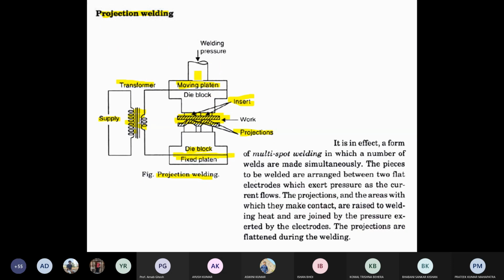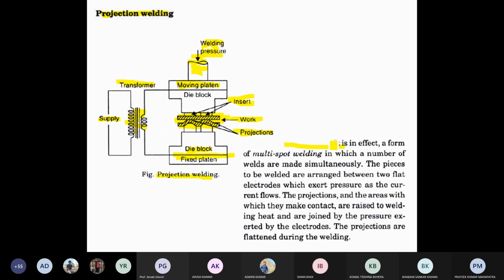Here you are providing the pressure, the welding pressure. So here you can see that pressure, only at that tip. This is the projection top view. Both the top surfaces will be connected. So that's why it is called projection.